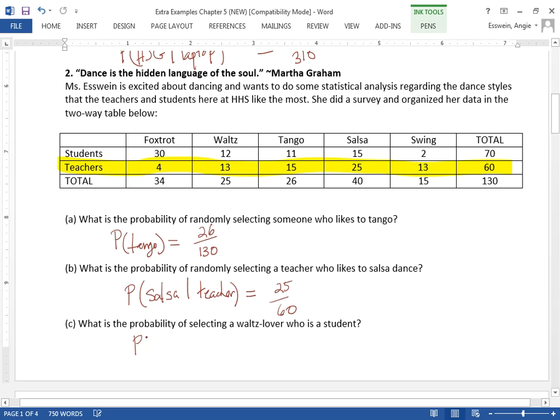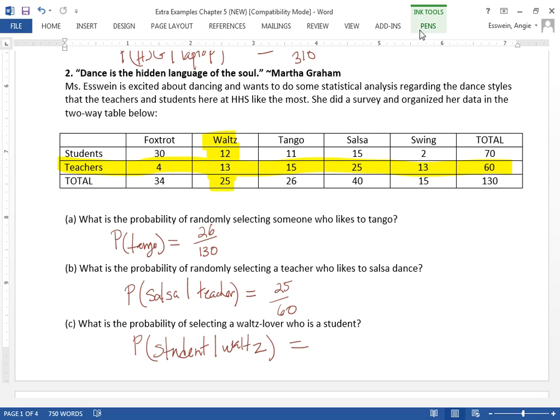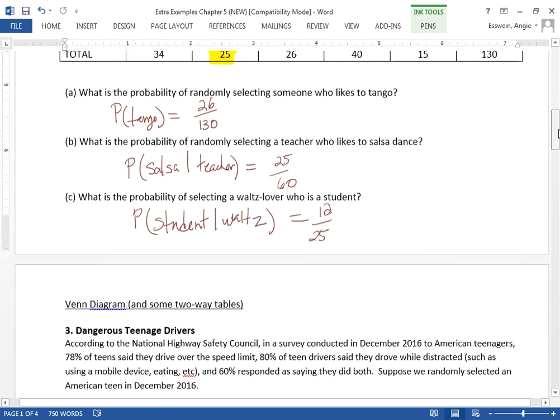Okay, and then selecting a waltz lover who is a student. So you're going to do student, and the condition is that you're a waltz lover. So you're going to go to only this column, and then you do 12 over 25, it looks like, yeah? Yeah. 12 over 25. Okay, now it gets better. If you're bored, it gets better.